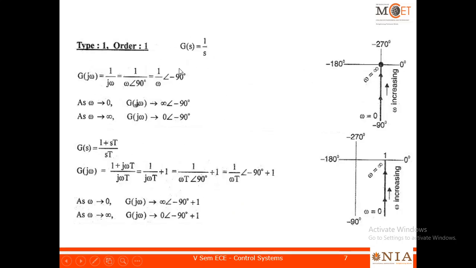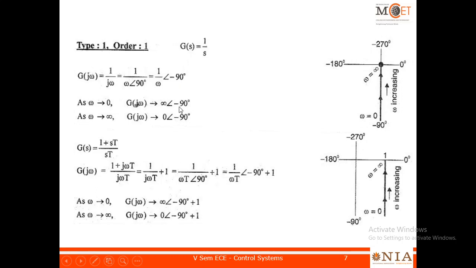So here is another example where you have only one term, 1 by s. For this 1 by s, the magnitude is 1 by omega and the phase is minus 90 degrees. When omega is equal to 0, the magnitude is infinity and the angle is minus 90 degrees. And when omega is equal to infinity, the magnitude is 0 and the angle is again minus 90 degrees, because angle is not a function of omega.